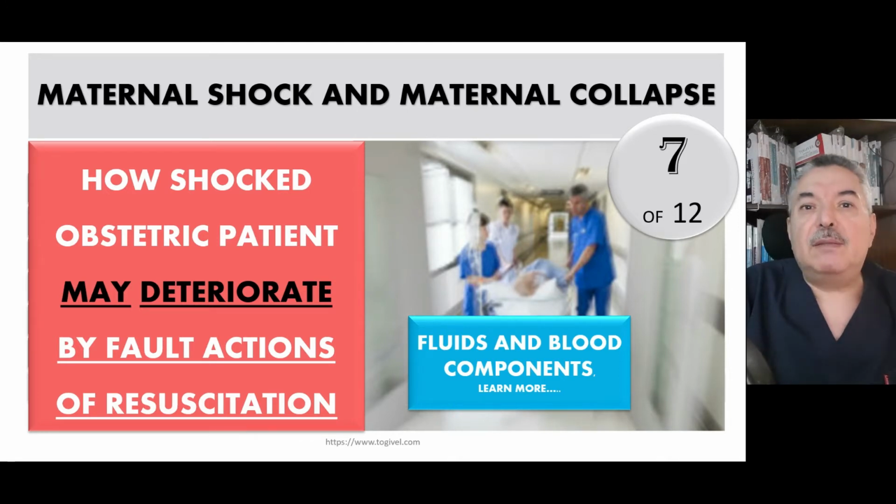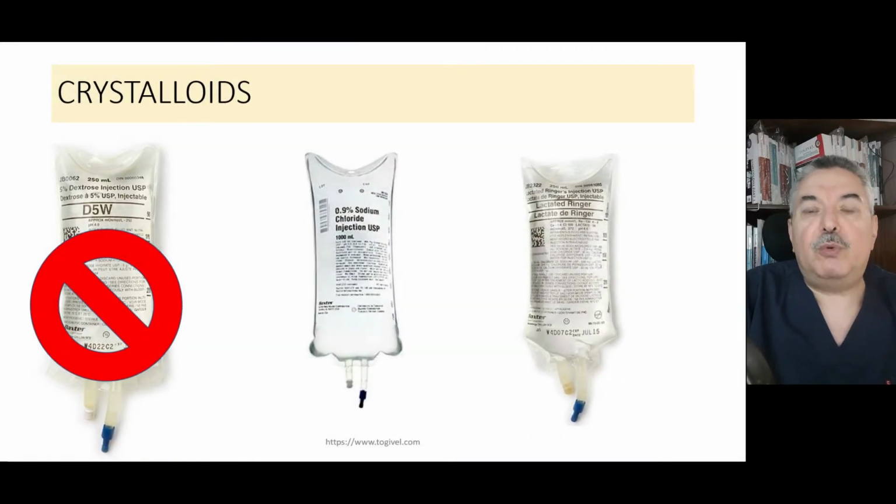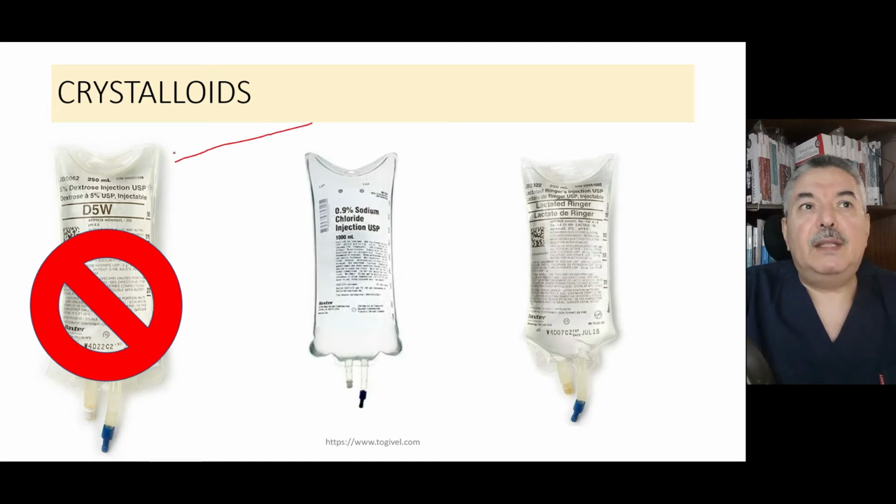Concerning fluids and blood components, first of all, what fluids do we have? We have crystalloids and we have colloids. Crystalloids, we have the D5 water, and the D5 water we will not be using at all in any shocked patient, because D5 water is just dextrose and water. Dextrose is an intracellular molecule, not an extracellular molecule. So what happens is that when you give it, the dextrose will enter the cells, taking with it the water component, and so you are actually aggravating the hypovolemia.